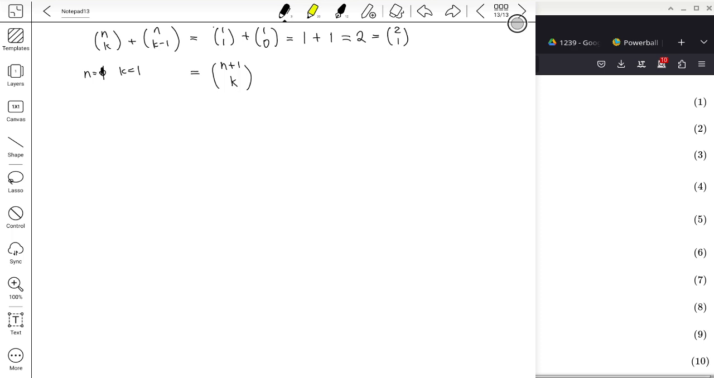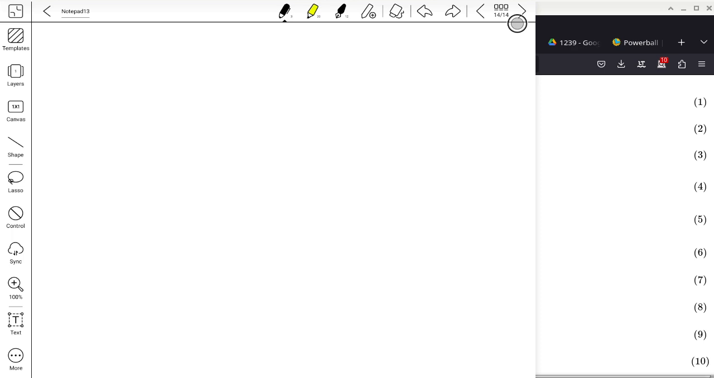So this is how Pascal's identity works. But Pascal's identity is usually also visualized in a different way. So let me open a new slide over here. I'm sure some of you have seen this. This is called Pascal's triangle.